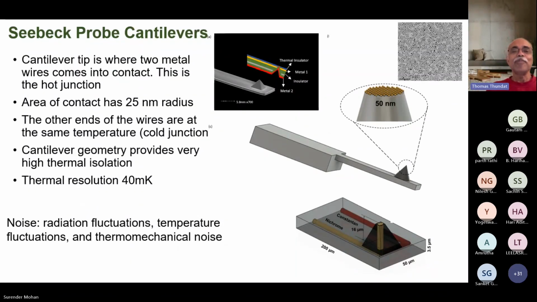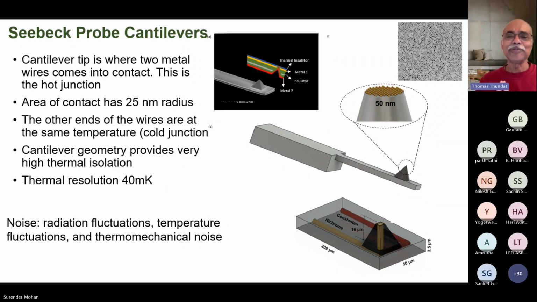So this is a Seebeck probe, which is a cantilever, and it can also be used for an atomic force microscope. It has a pyramidal end, and that's where the two materials, the two elements, are buried in the cantilever structure. The cantilever is freestanding, and the junction is at the free end. The diameter of the free end of that cone is around 50 nanometers, so 25 nanometers in radius.